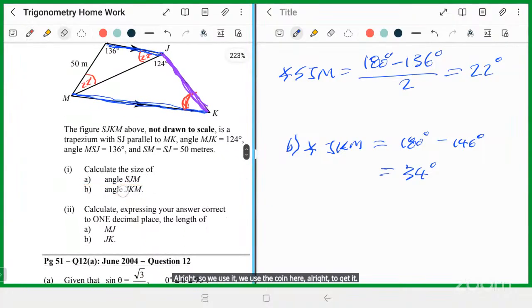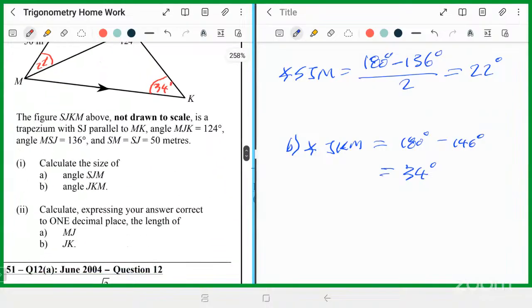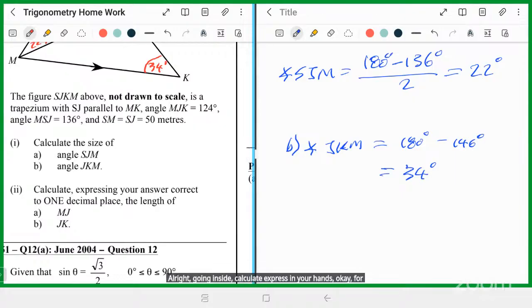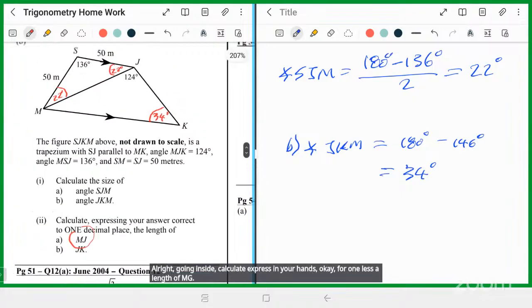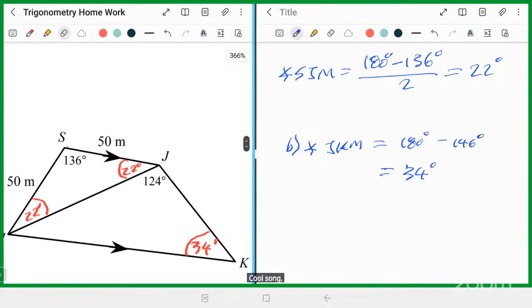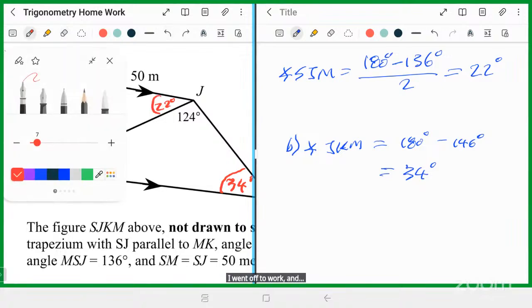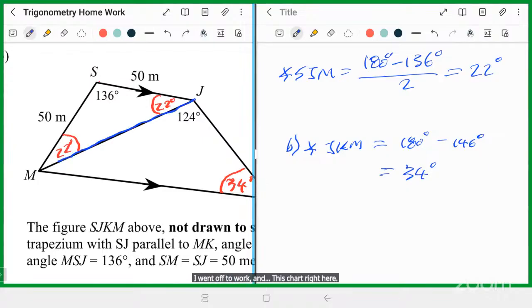Next part now wants us to calculate some distances apparently. Let's see. Put it down as a find it. This angle only is 12 degrees. Alright. It says calculate, expressing your answer correct to one decimal place, the length of MG. MG. This line across here. Let's look at the diagram close up. Now we're going to have to work in this triangle right here. Why? Because the triangle will have some distances on.